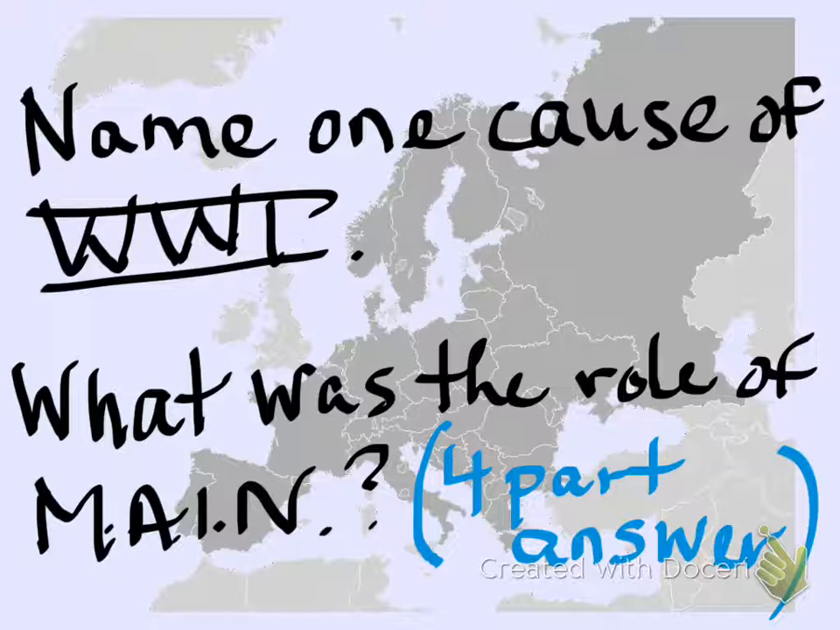Okay? So when you write this out, just turn it in on a separate piece of paper. Just write out the question. Name one cause of World War I. List the cause. Then question number two, what was the role of MAIN? M-A-I-N, and then describe the role of each one of those four things.